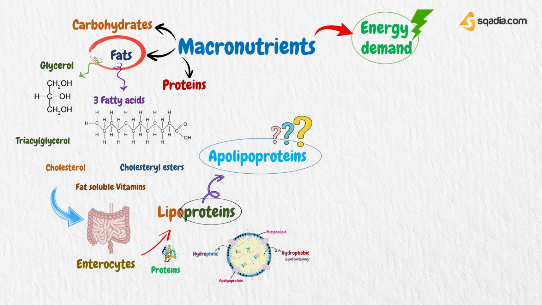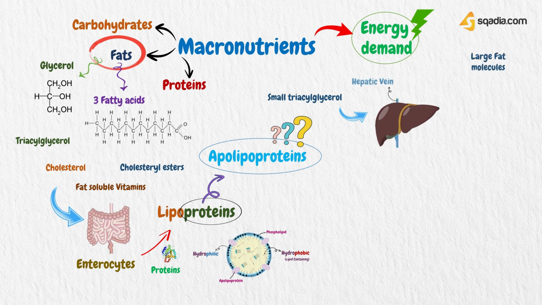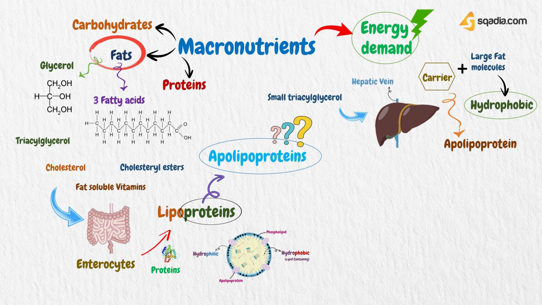Well, the answer to this question is that small triacylglycerol chains can move directly into the liver by the hepatic vein, but large fat molecules are extremely hydrophobic, so they can't move freely within the hydrophilic atmosphere of blood. They need some carrier. That carrier here is protein, that together with lipid is called lipoproteins. They differ in lipid and protein composition, size, density, and site of origin.